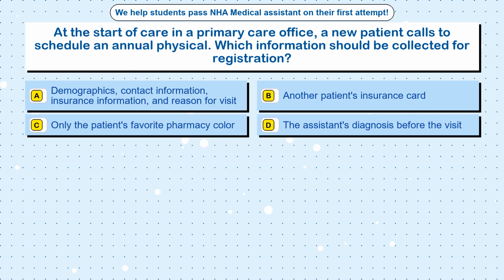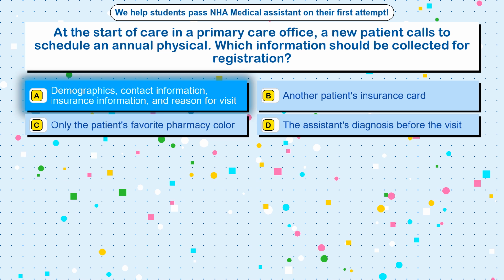Question 67. At the start of care in a primary care office, a new patient calls to schedule an annual physical. Which information should be collected for registration? Option A, demographics, contact information, insurance information, and reason for visit. Option B, another patient's insurance card. Option C, only the patient's favorite pharmacy color. Option D, the assistant's diagnosis before the visit. The correct answer is option A, demographics, contact information, insurance information, and reason for visit.